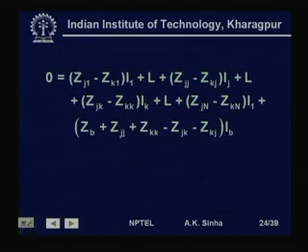Then we can write this as Zj1 minus Zk1 into I1 plus dot dot dot plus Zjj minus Zkj into Ij plus dot dot dot plus Zjk minus Zkk into Ik plus dot dot dot plus Zjn minus Zkn into In, plus this term that we are getting for IB.